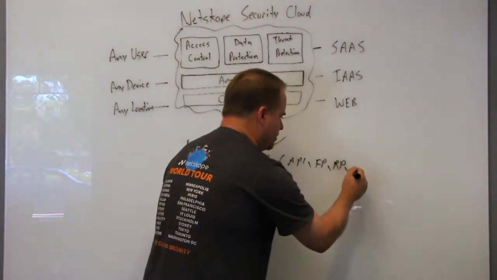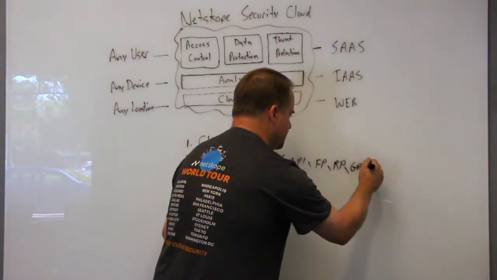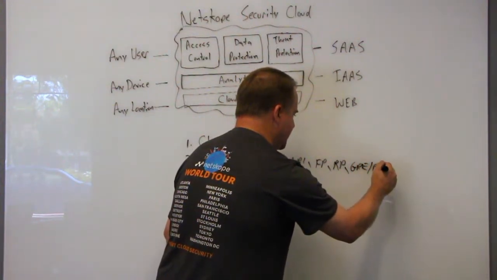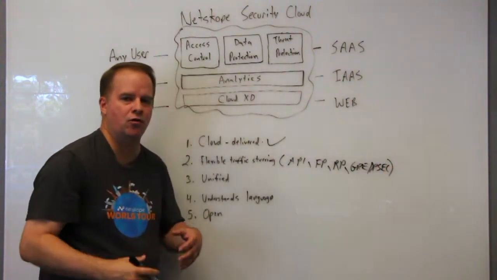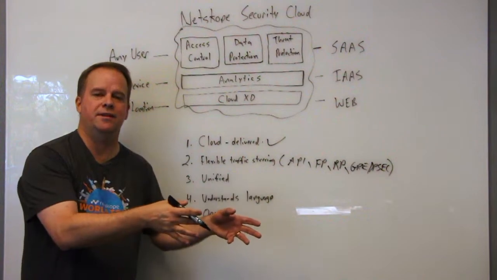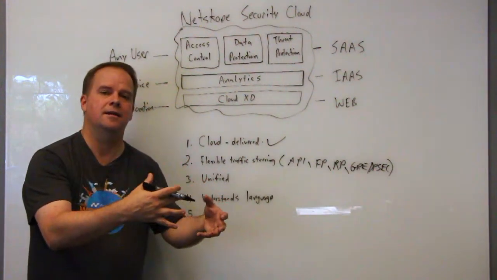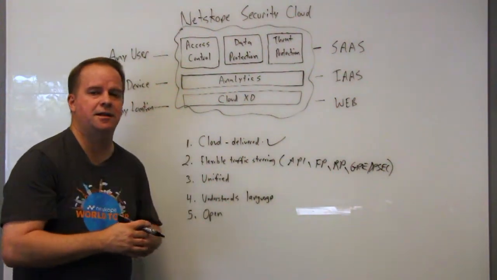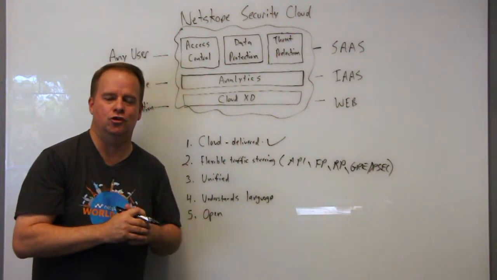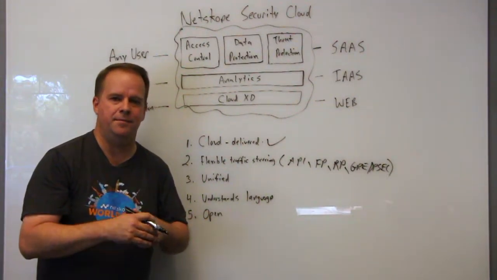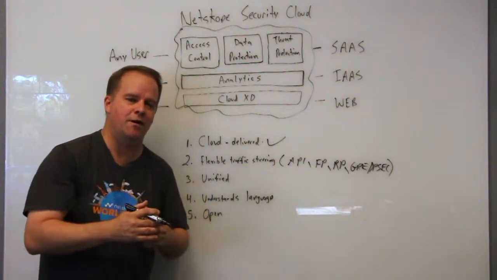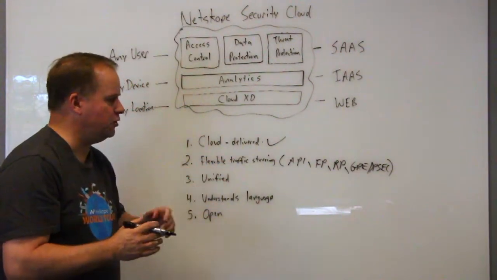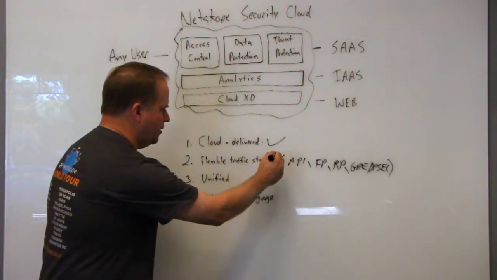And then finally, you also have options such as GRE and IPsec tunneling. This is very important when you have users that are on premises and you want to steer their web traffic to the Netskope Security Cloud for real-time visibility and control, and to enforce policies based on web usage and employee threat protection, etc. So flexible traffic steering is a big second requirement.